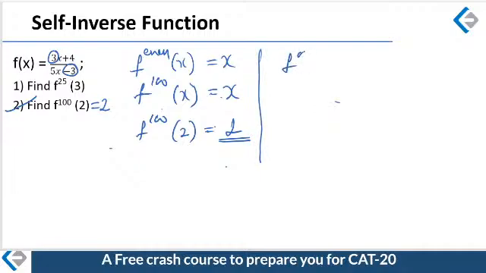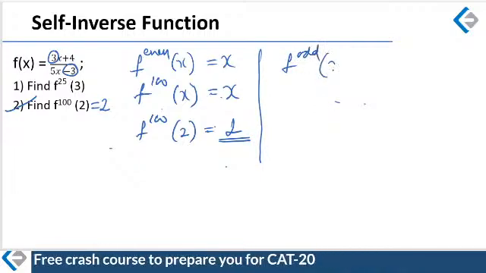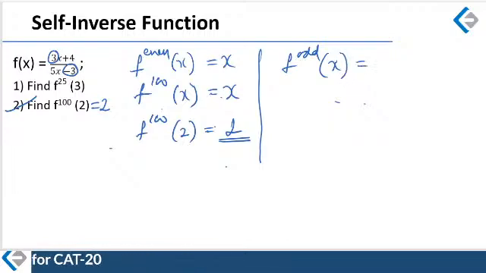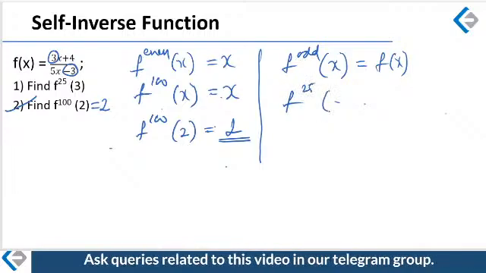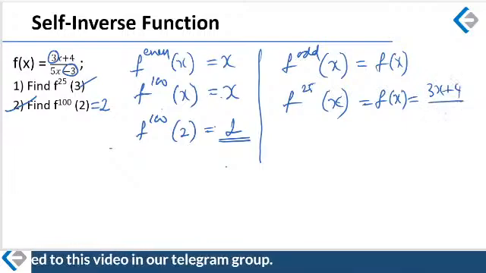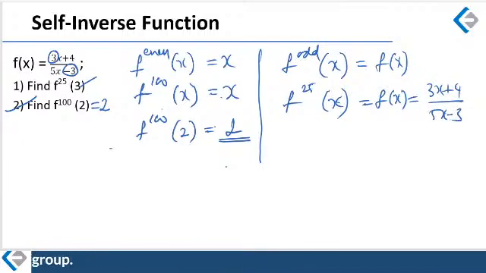All right, f odd. If you call this function an odd number of times, then the function output will be equal to f of x itself. Therefore, here f25 times of x is nothing but f of x itself. All right, what is f of x, friends? 3x plus 4 divided by 5x minus 3. That's what is given to me.